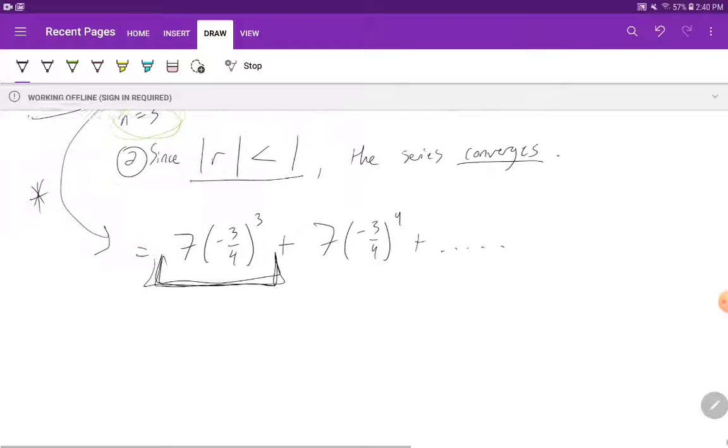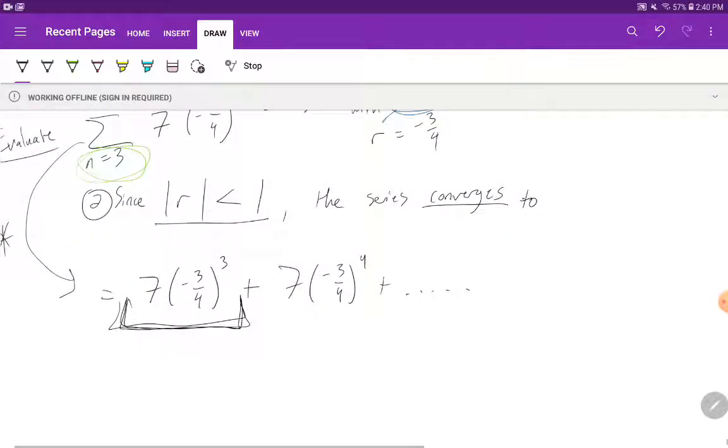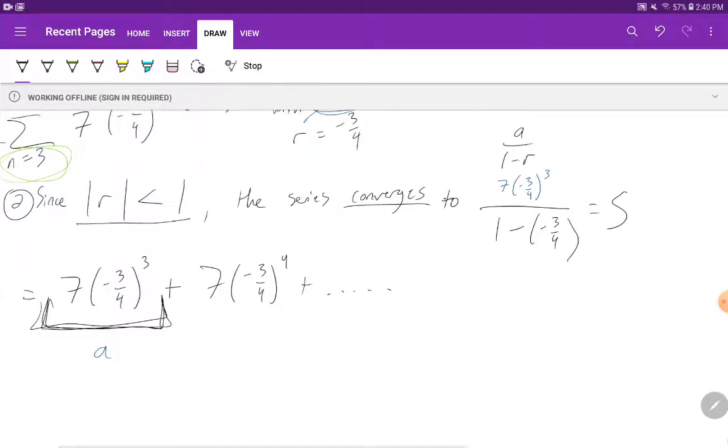All right, so when we use our formula now, it's a over 1 minus r. The a value is going to be this guy, 7 times all that nonsense, right? So it's going to be 7 times -3/4 to the third over 1 minus -3/4. So that's going to be the setup to our sum. All right, and then the rest is just algebra. You just compute it out.